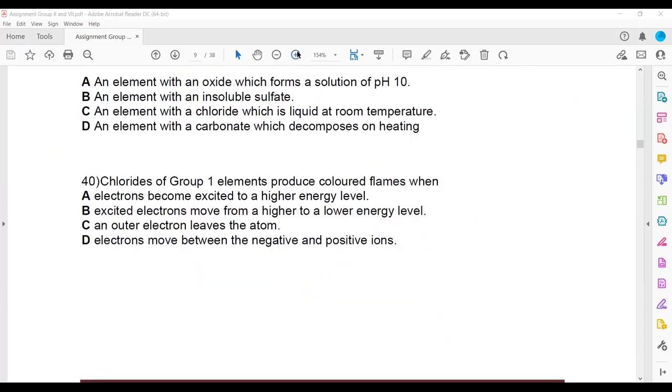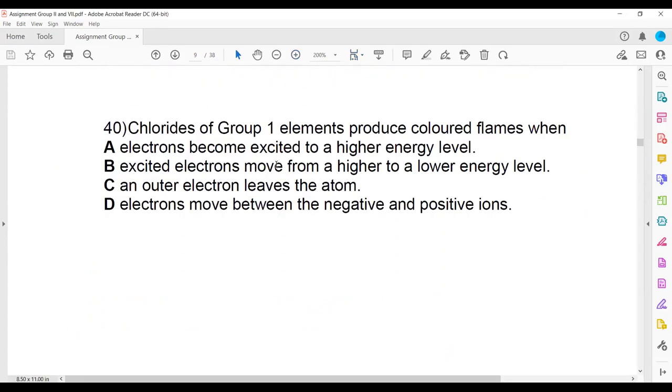Then question 40, chlorides of group 1 element produce colored flame. Why is the flame color produced? That's the question. So what happened? When we supply the energy, electron jump to higher level. And when it bounces back or returns, it releases the energy. So electron become excited at a higher level, that's the absorption. That's not for emitting. But excited electron move from higher.